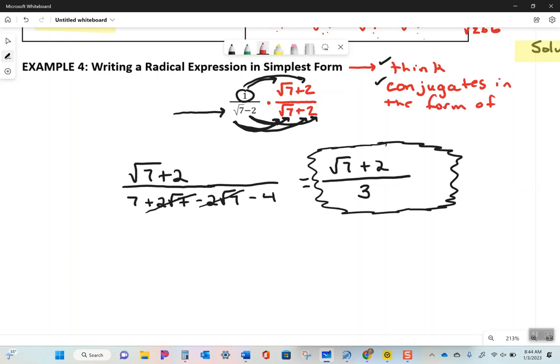Okay, so listen to what I say. If I multiply the bottom by one conjugate, I also have to keep the top balanced or equal by multiplying the top by the same conjugate. So I'm going to say think conjugates in the form of what value, really? 1, because isn't this part right here, root 7 plus 2 over root 7 plus 2, really equal to 1, isn't it?